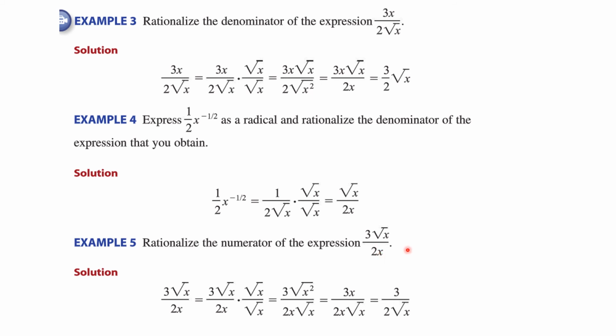And sometimes we even do that in the numerator. Here we multiply top and bottom by the square root of x. We get multiplying by 1 here, and that's going to be 3 over 2x. But then we take the square root here, we get x, so the x's cancel. You get 3 over 2 square root of x.